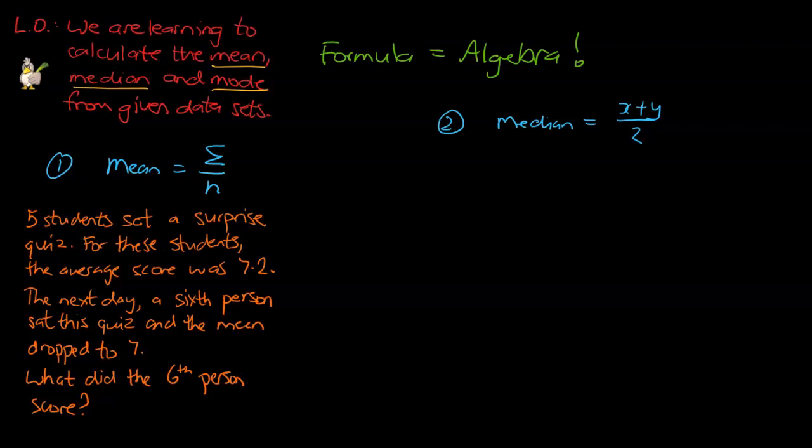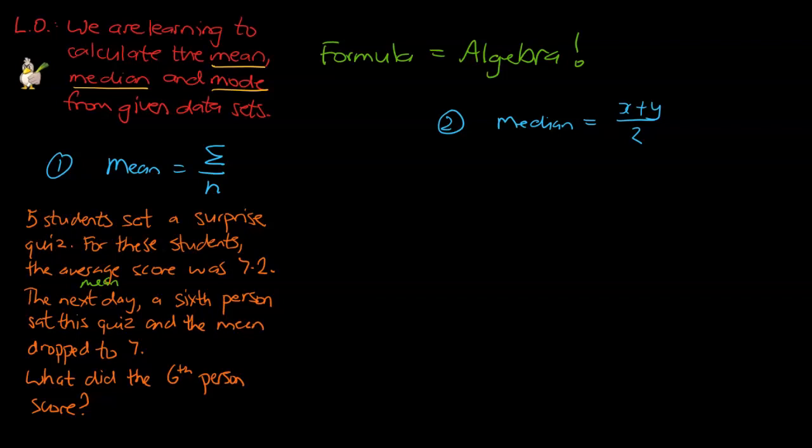5 students sat a surprise quiz, and these students had an average score. So just a reminder, when we say the word average, that normally refers to the word mean. The next day, a 6th person sat this quiz, and the mean dropped to 7. What did the 6th person get?